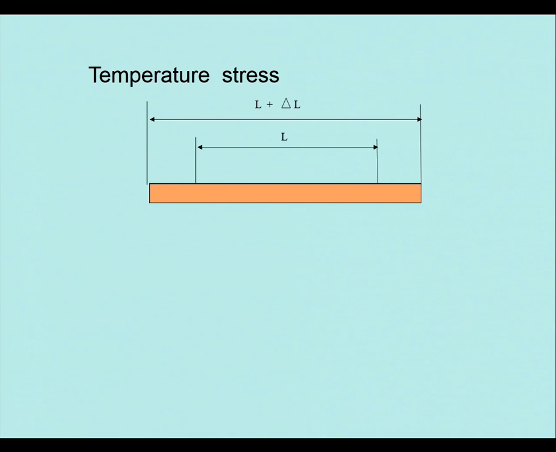So what you're saying to me, if I've got a strain of delta L over L, that bar's got a stress of that in it. Yes? No? Yes. Who says yes? Any more advances on just the one? Or two? Right. Three? Right. Okay.